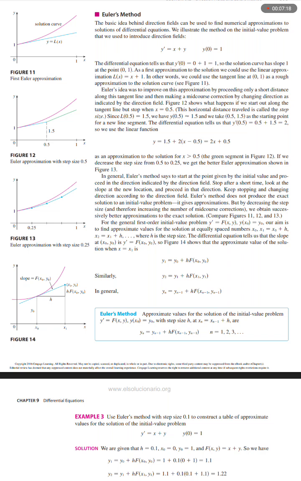Euler's method: approximate values for the solution of the initial value problem y' = F(x, y), y(x₀) = y₀ with step size h at xₙ = xₙ₋₁ + h are yₙ = yₙ₋₁ + hF(xₙ₋₁, yₙ₋₁), n = 1, 2, 3, and so on.